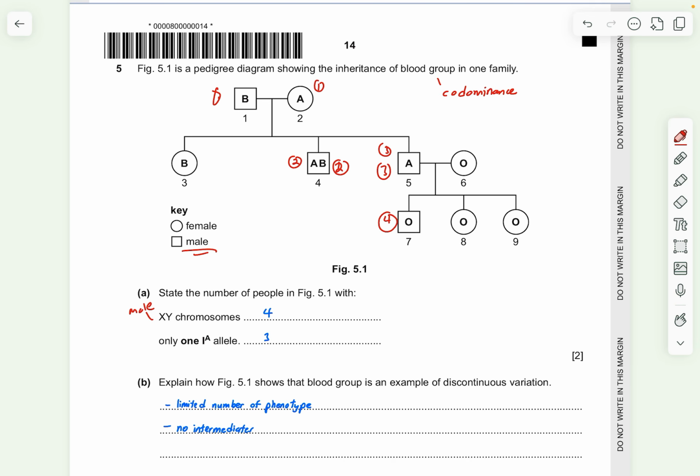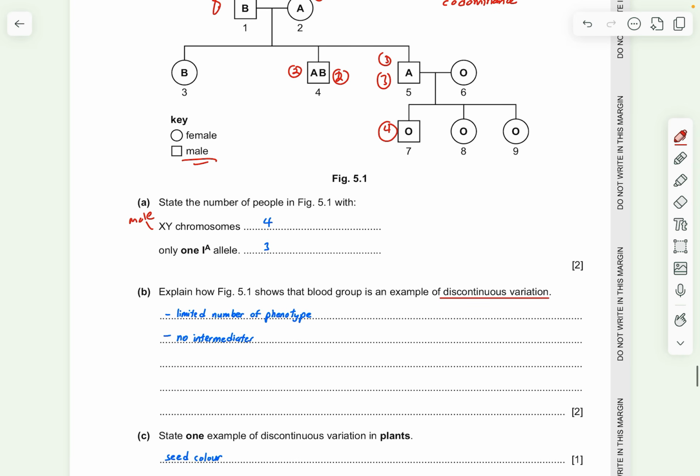Okay. Explain how figure 5.1 shows that blood group is an example of discontinuous variation. So for this you have to know the features of discontinuous variation. So first, they have a limited number of phenotypes, because you can see for blood group, they only show you blood group A, blood group B, blood group AB, and blood group O.